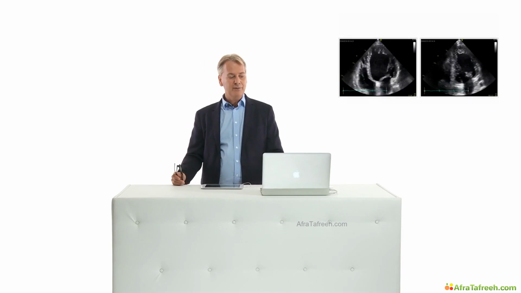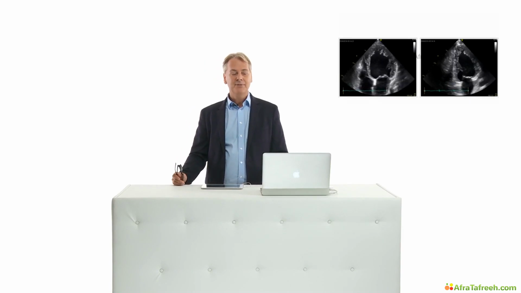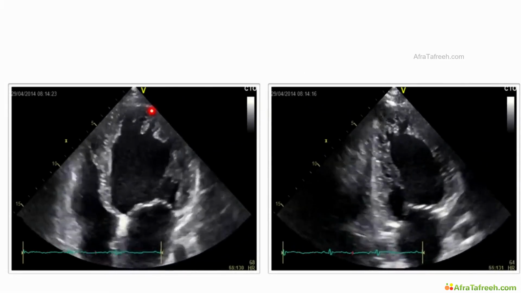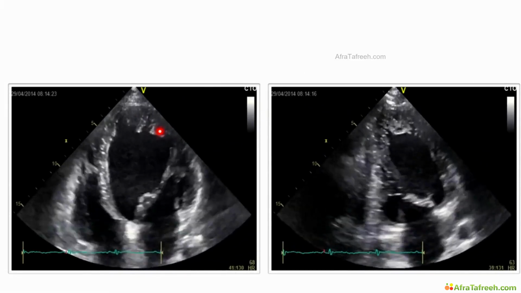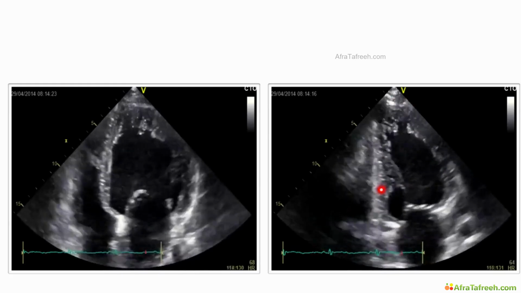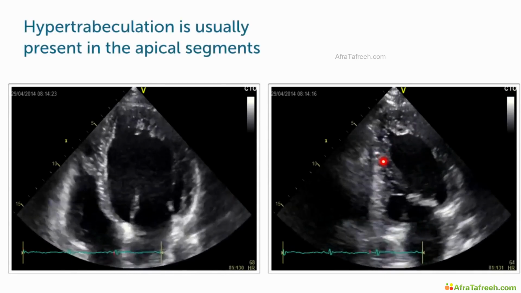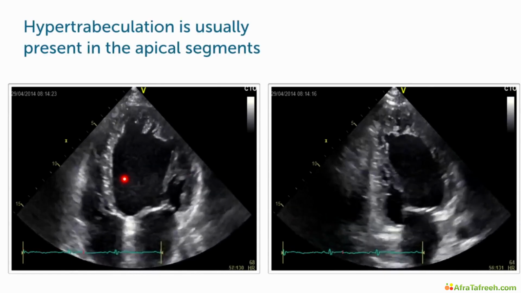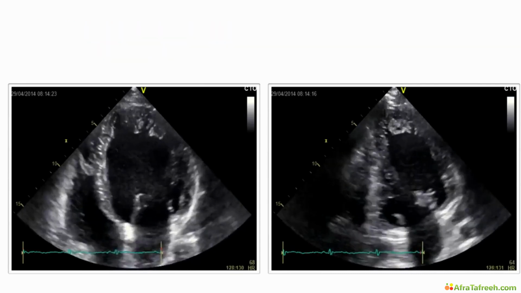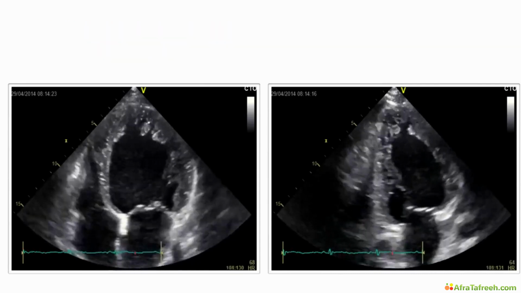Here's another example of a little bit of a different type of hypertrabeculation syndrome. You see that there are very prominent trabecula here and recessi here and here as well. And you can see them in the inferior wall as well. Note that left ventricular function is poor, and that if you look just on the surface, it appears as if it's a normal dilated cardiomyopathy.